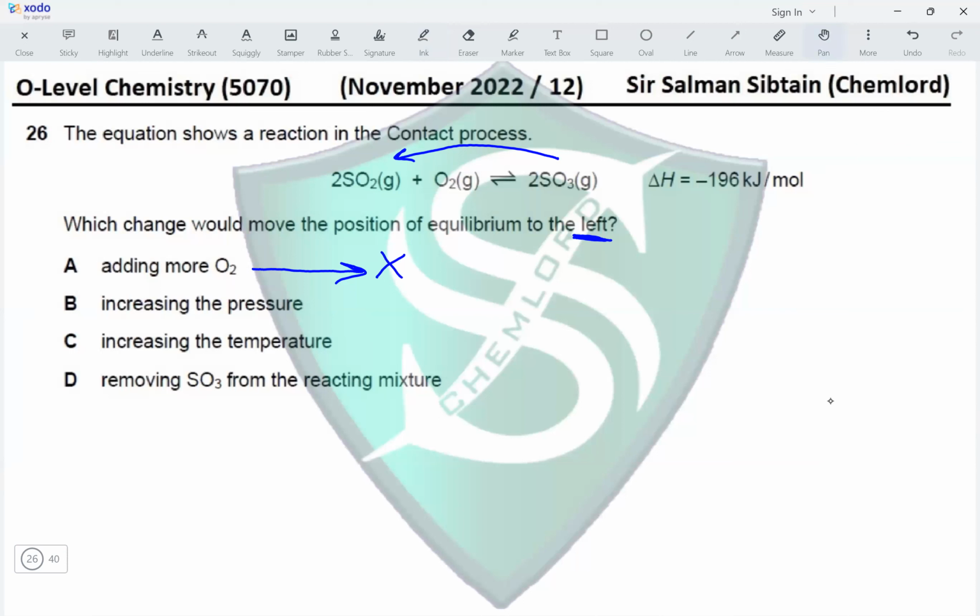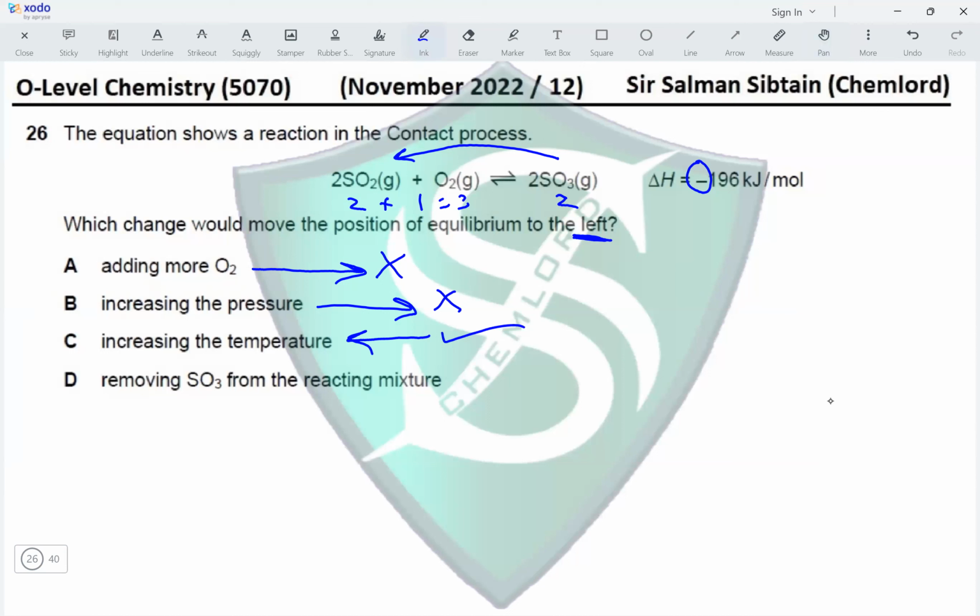Increasing the pressure favors the equilibrium to the side with the lesser number of moles. Number of moles of reactants are 2 plus 1, which is 3, and number of moles of products is just 2. So an increase in pressure will shift the equilibrium towards the right. This option is also wrong. C, increasing the temperature. This reaction is exothermic, as given by the negative sign in the enthalpy value. An increase in temperature favors the endothermic side of the reaction. If this reaction is exothermic in the forward direction, it would be endothermic in the backward direction. And that is what is required, the equilibrium shifting to the left. So option C is correct here.